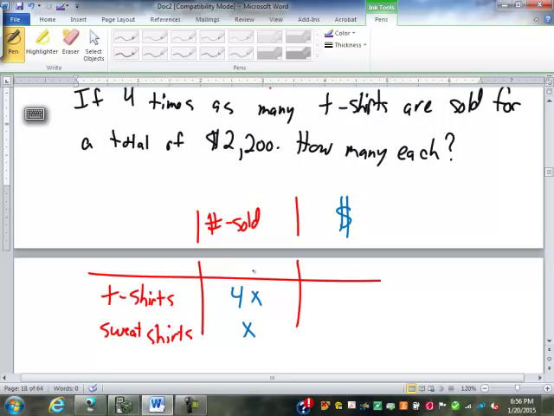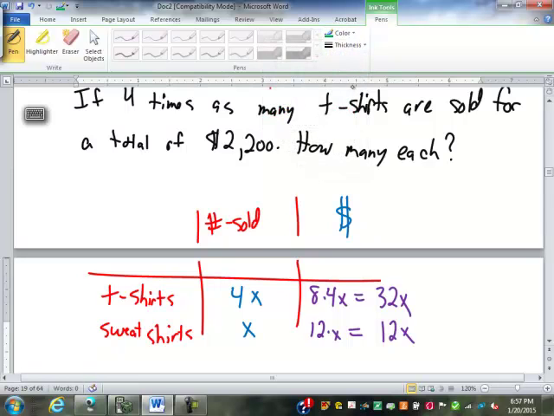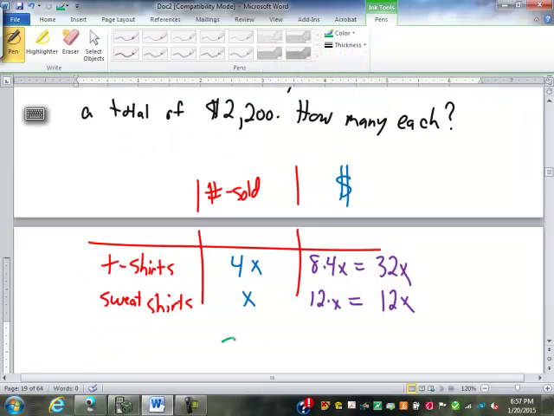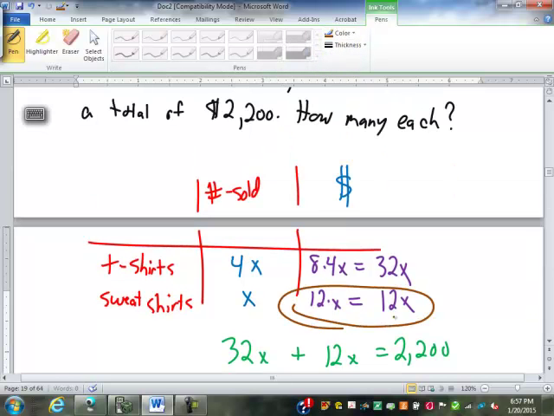So how do we convert the number sold into a dollar amount? Well, how much is it for each t-shirt? $8. So it's $8 times the number sold. What is 8 times 4X? 32X. How much for a sweatshirt? 12. So 12 times the number sold. 12 times X is 12X. And so that's the dollar amounts for each. The dollars from t-shirts, 32X, plus the dollars from sweatshirts, 12X, has to add up to the total dollar amount of $2,200. Yeah, $12 per sweatshirt, that's from up here.